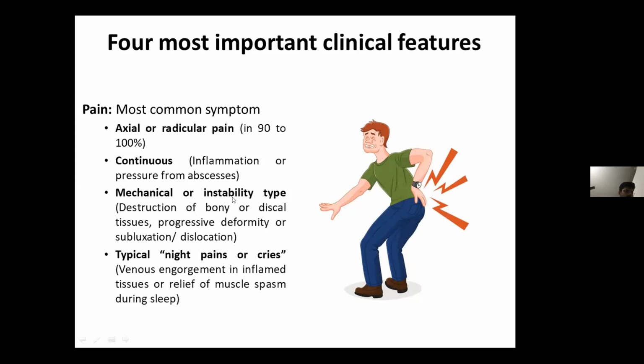Or it can be a mechanical or an instability kind of pain, which is secondary to the destruction that the vertebral body has undergone, as previously discussed, or the discal disruption, leading on to deformity or instability. Or the characteristic pain which has been described for tuberculosis, the night pains or the night cries, secondary to venous engorgement in the inflamed spinal tissues when we lie supine, or due to the relief of spasm during sleep.